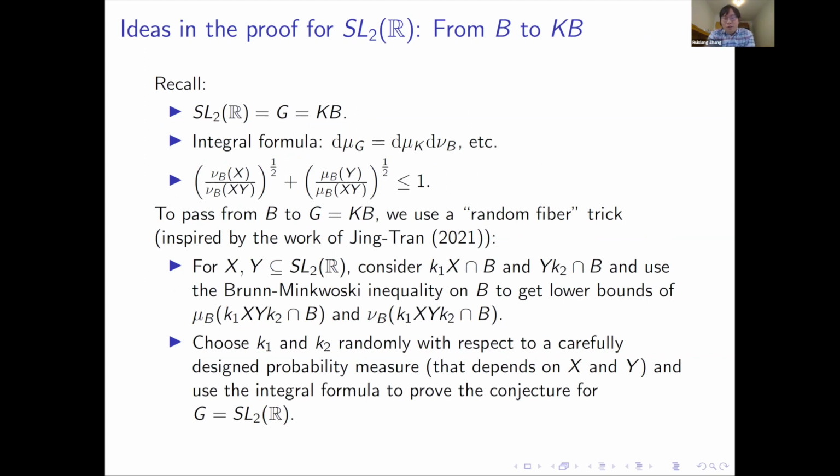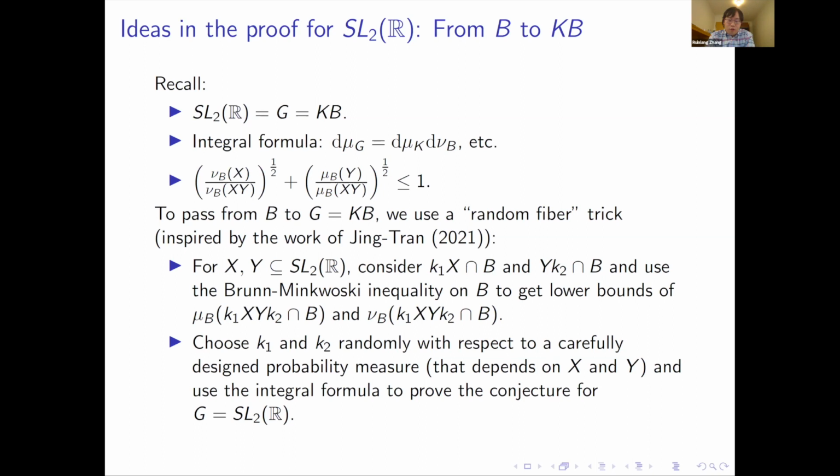Okay, so we still want to prove the whole conjecture for SL2 of R rather than just for B. B is very nice, but it's solvable, and we don't want our theorem just for solvable groups. So we recall our integral formula that looks very beautiful, d mu G is equal to d mu K d mu B, and try to use that. And we also recall what we proved on B: a Brunn-Minkowski inequality that's shown in the third item on this slide. So here's the crucial thing, how to pass from B to G.